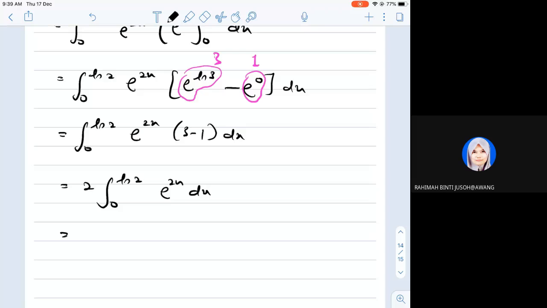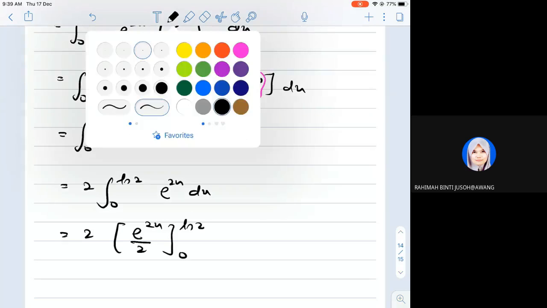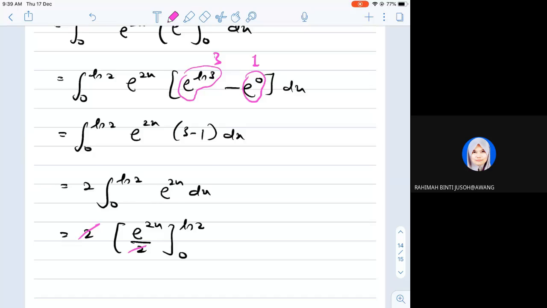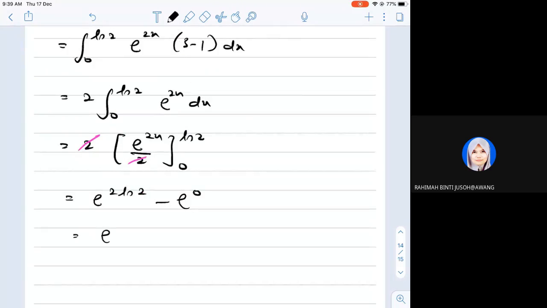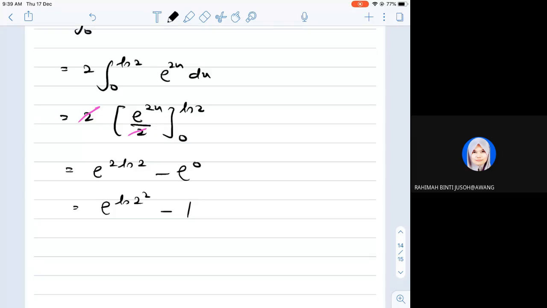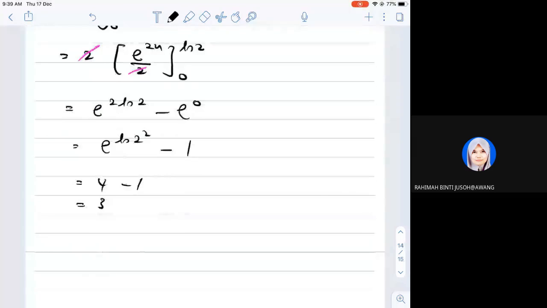Integrating e^(2x), we get e^(2x) over 2. Substitute 0 and ln 2. The 2 and this 2 can be cancelled. Then we have e^(2 ln 2) minus e^0. e^(2 ln 2) is actually e^(ln 2) squared, isn't it? That is e^(ln 4), which equals 4, and minus e^0 which is 1. So 4 minus 1, we have 3. So the answer is 3.